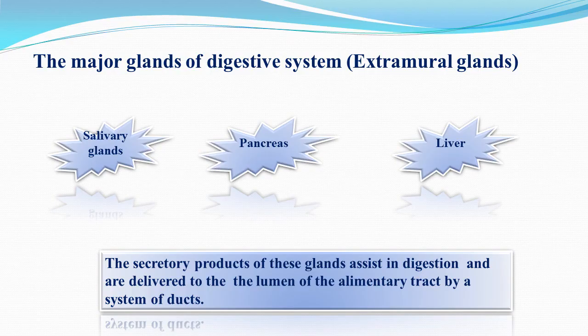The major accessory glands of the digestive system, which are called the extramural glands, include the salivary glands, pancreas, and liver. The secretory products of these glands assist in digestion and are delivered to the lumen of the alimentary tract by a system of ducts.